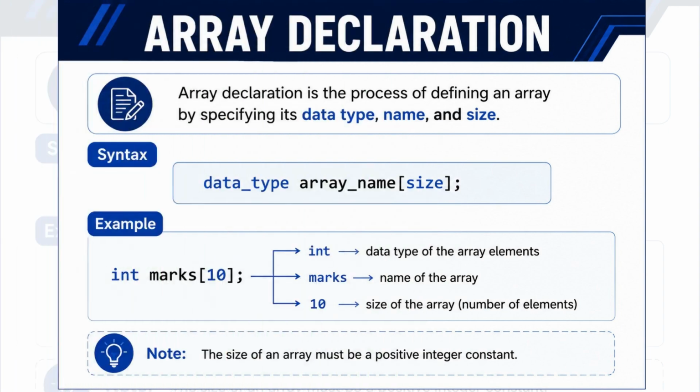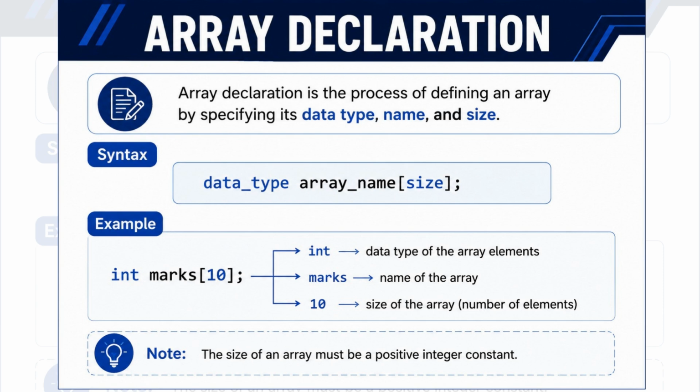Before storing any values, an array must be declared. Array declaration means defining an array by specifying three things: the data type, the array name, and its size. In the example shown, the data type specifies the kind of values the array will store. The array name identifies the array, and the size determines how many elements it can hold. One important rule to remember is that the array size must always be a positive integer constant.